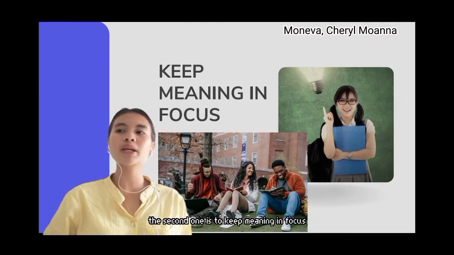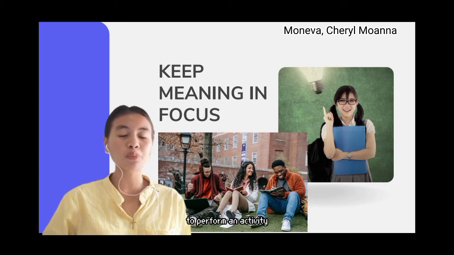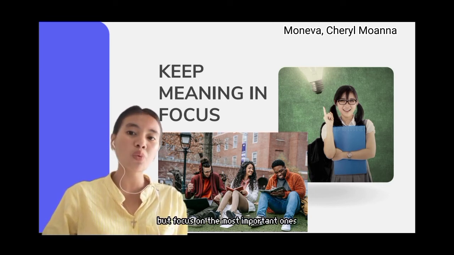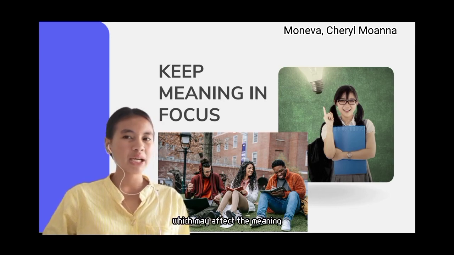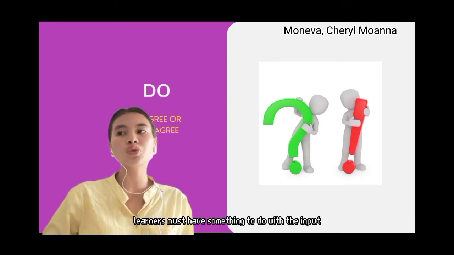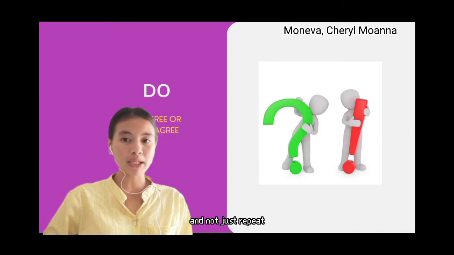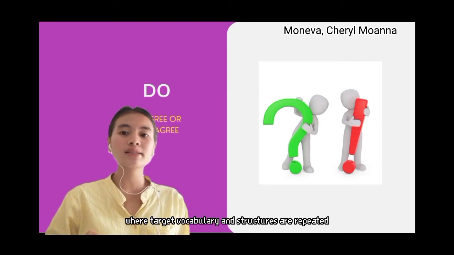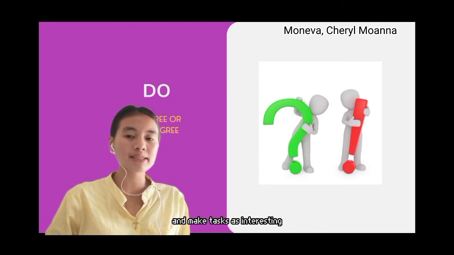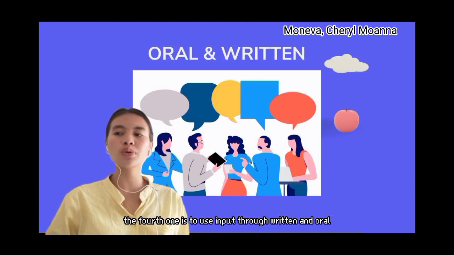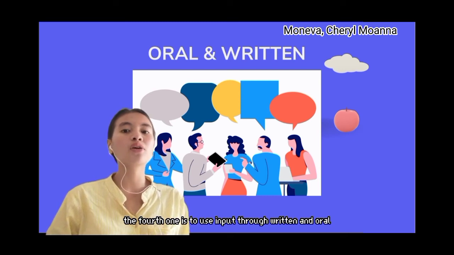The second one is to keep meaning and focus. Students must understand to perform an activity. That means get students to notice and practice grammatical forms, but focus on the most important ones which may affect the meaning. The third one is to do agree or disagree. Learners must have something to do with the input and not just repeat. If possible, give lots of patterned input where target vocabulary and structures are repeated, and make tasks as interesting and meaningful as possible. The fourth one is to use input through written and oral.